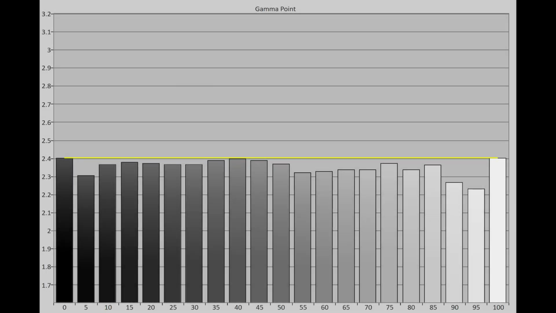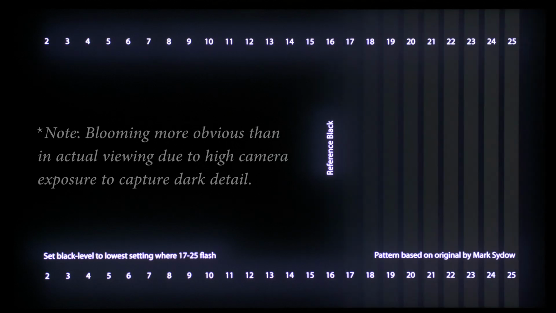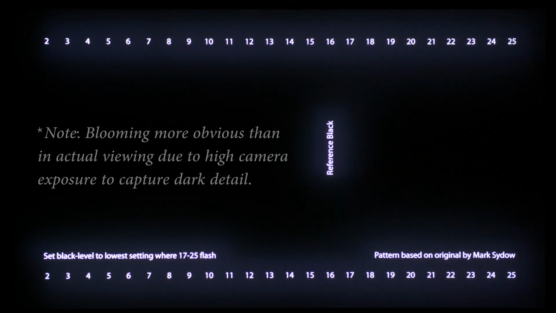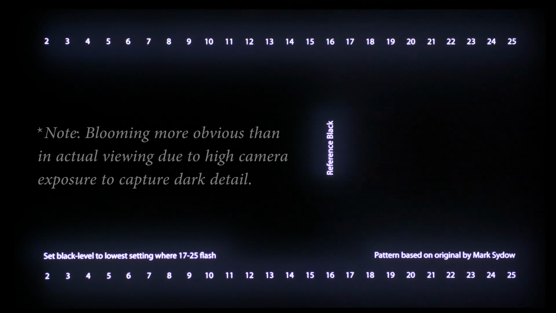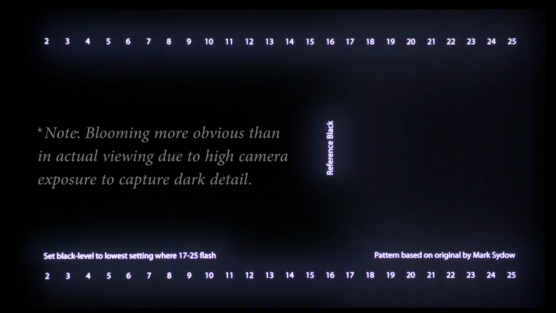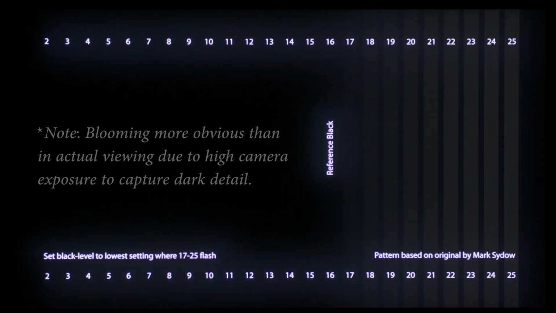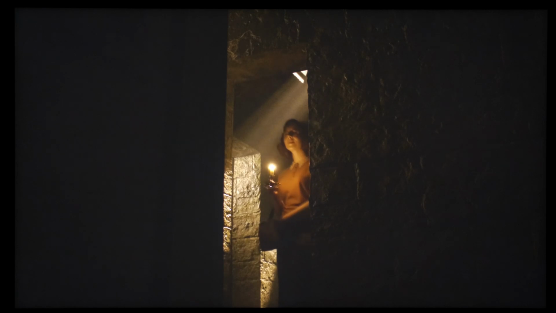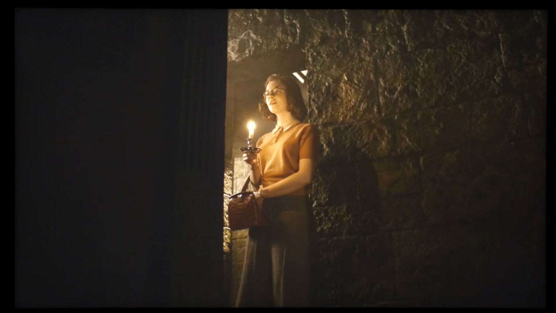The near-black gamma spike disappeared, and bars 17 and upwards were now flashing correctly in this black clipping test pattern. Note that because we had to increase camera exposure to capture low-light detail, blooming around bright characters was significantly more obvious in this video than what we actually saw in real life. The walls in Father Brown regained their texture and detail, confirming that shadow detail had been restored.